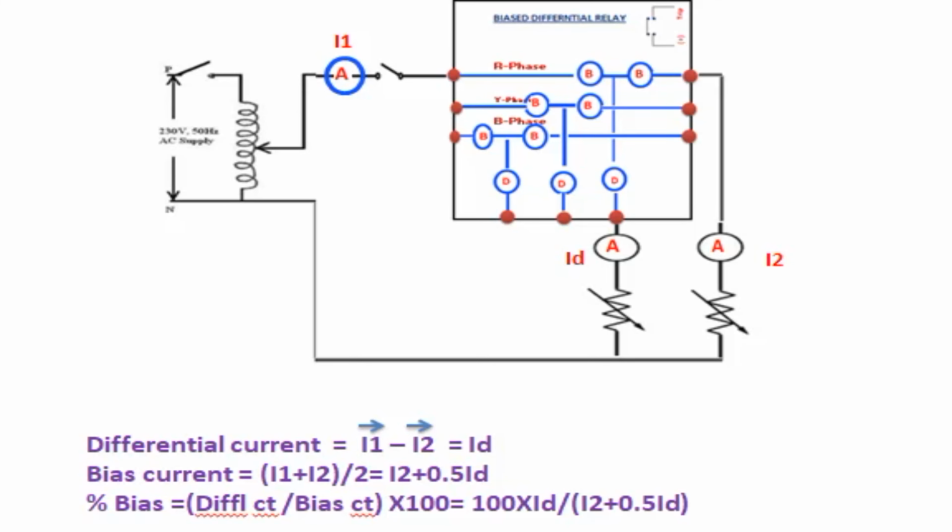For differential current only testing, remove the connection between the I2 ammeter and the relay terminal. Vary the rheostat or variac till the relay operates. It is approximately 0.15 ampere plus or minus 10%. Note it. Repeat for Y phase and B phase and note the operating value for the differential setting of 0.15 ampere.